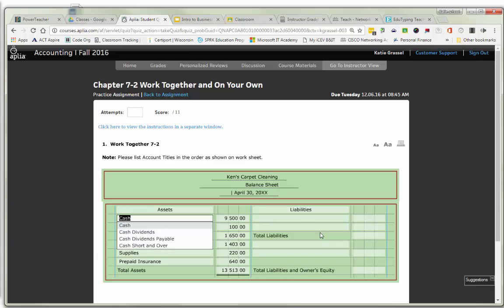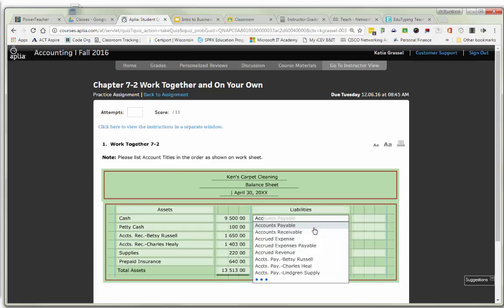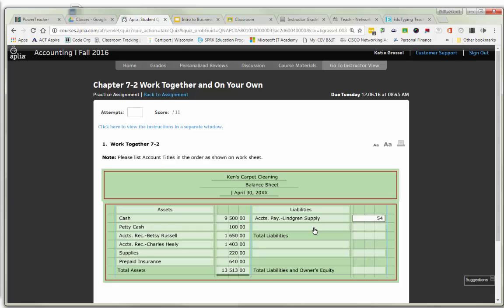And notice that Aplia by default does center it, but you will have some assignments that you're going to have to handwrite it, and it's important that it is centered. I have two liability accounts. Liability accounts are easy to identify because they always have the word payable on it. So I'm going to have accounts payable Lindgren Supply for $548.